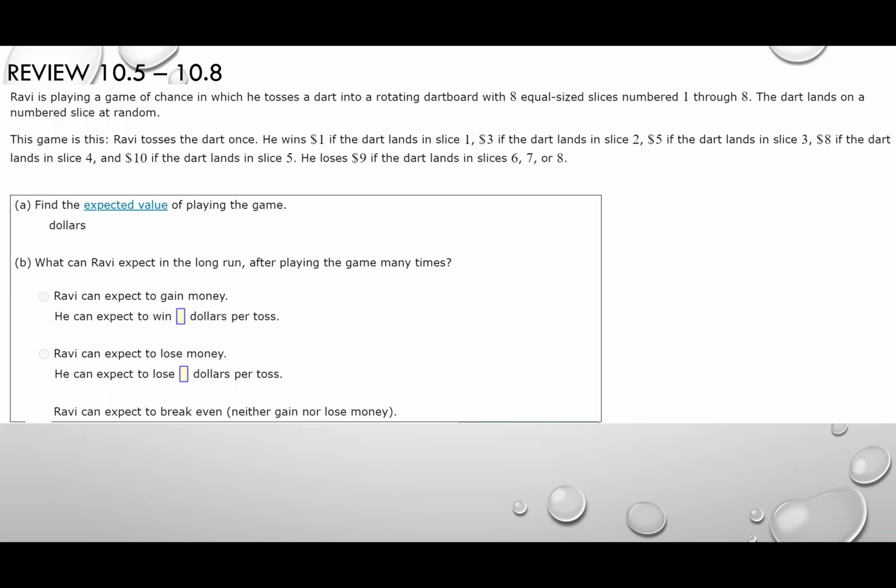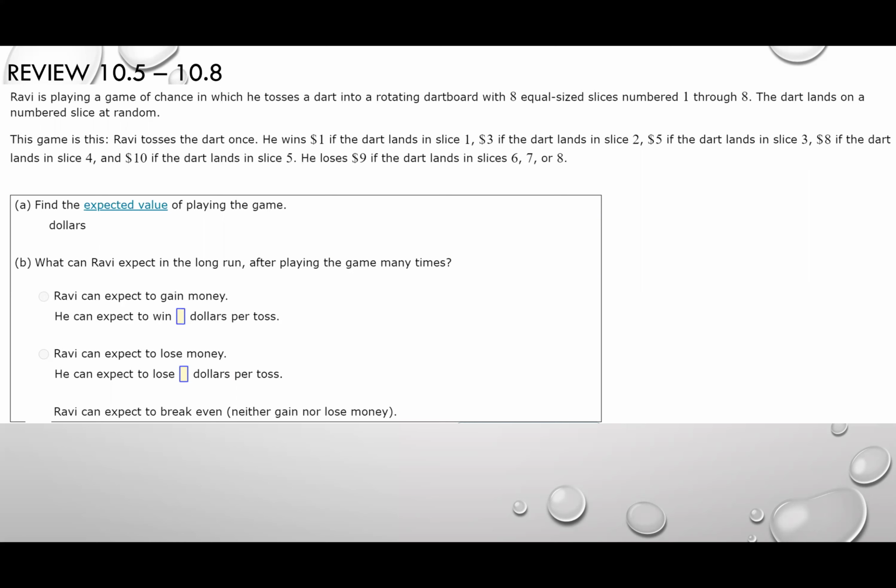He will throw the dog into this dog ball, and this dog ball has 8 sides. Like if you go to any fair or raffle, you see this thing here has equal sides numbered 1 to 8. The dog lands on any number at random, right?